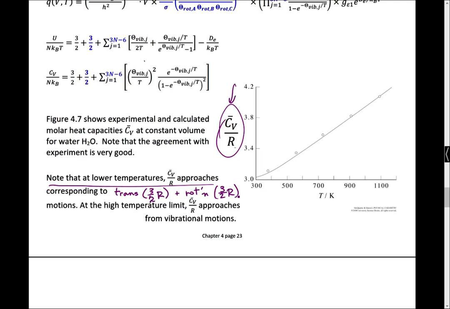If I extended this graph further, we would expect it to go up to a total of 6R. For water, we know there are 3 vibrational modes, and each vibrational mode has a high temperature limit of R, from 3 modes. So that gives 6. Does that make sense?